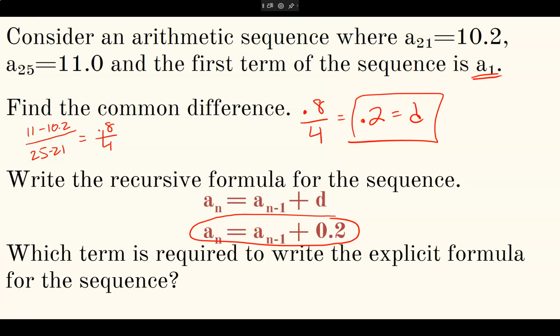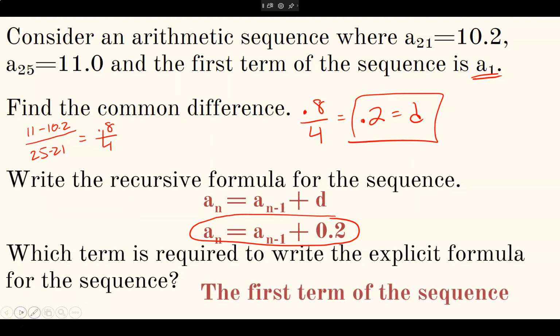All right, before I write my explicit formula, I've got to know which term to put in there. What do I have to know for my explicit formula? Not the previous, but the starting term. We've got to know where we start. We already know how we move, but I've got to know what a sub 1 is. So we're going to use our explicit formula to solve for that missing piece.